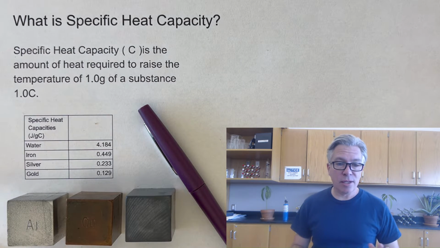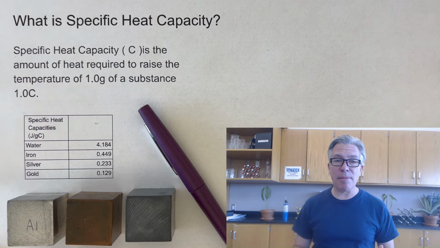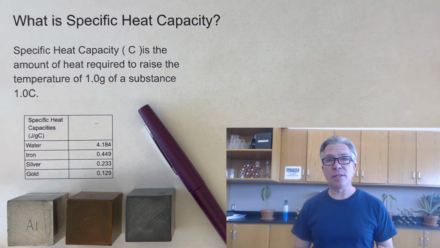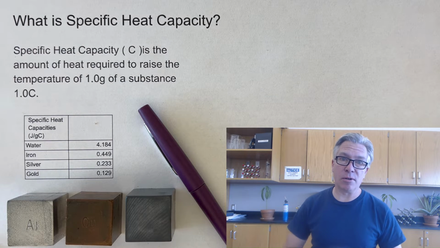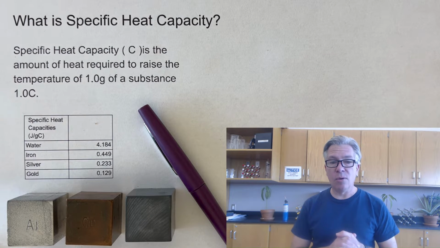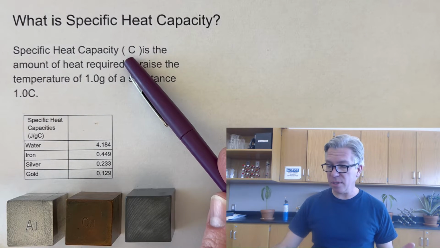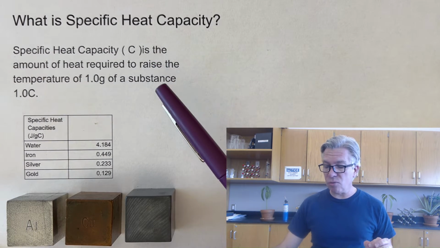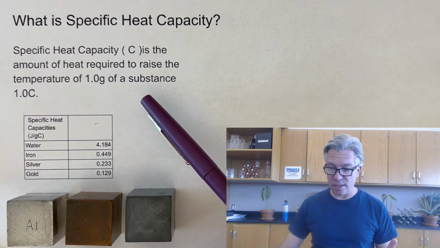If you're here, you're likely looking to find some information about specific heat capacity, which is one of the first topics that you will typically study in a unit on thermodynamics or thermochemistry. And so, what is specific heat capacity? Well, specific heat capacity, which we use the letter C for, capital C, is the amount of heat required to raise the temperature of 1 gram of a substance 1 degree Celsius.